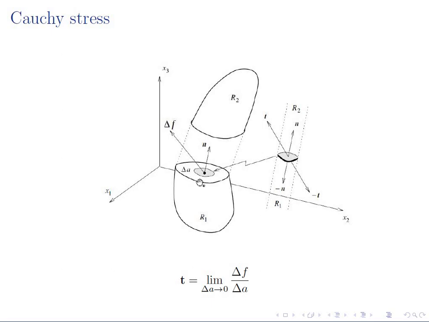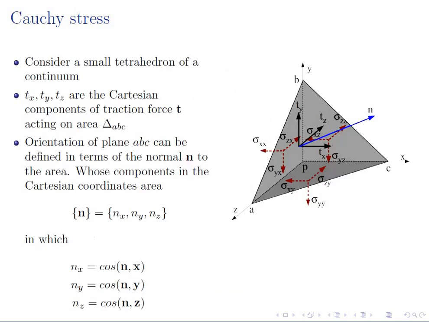So for example, if I make a cut over here at some inclination, the magnitude and direction of this resultant force will also change. So it means that the traction vector depends upon the normal to the cutting plane as well. So let's try to find out what is the relationship between the traction and the normal to the plane. For this, let's consider a tetrahedron A, B, C, P.